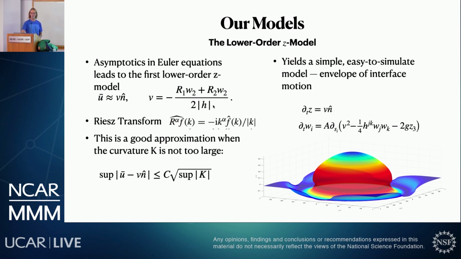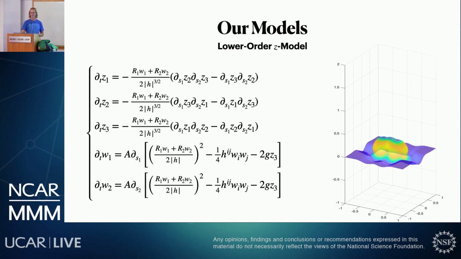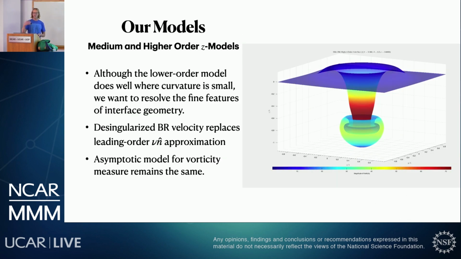And this gives you a very, very fast and accurate model if you're interested in the envelope of the behavior, where by envelope I mean it's going to be a surface that covers all of the small scale features inside of it. Okay, so that's the lower order model, and this is just how you write this lower order model in sort of expanded form. And then if you continue in the expansion, you get the medium and higher order models.